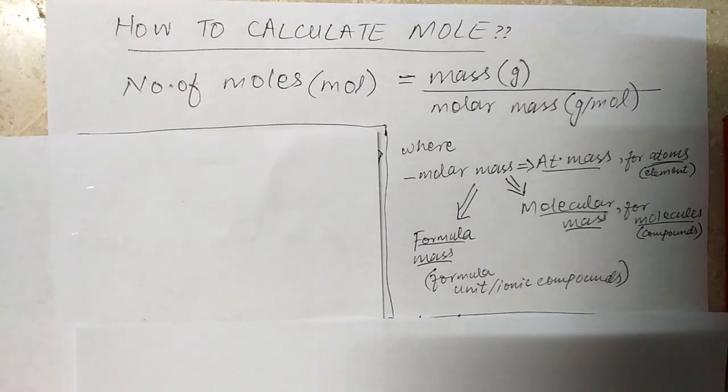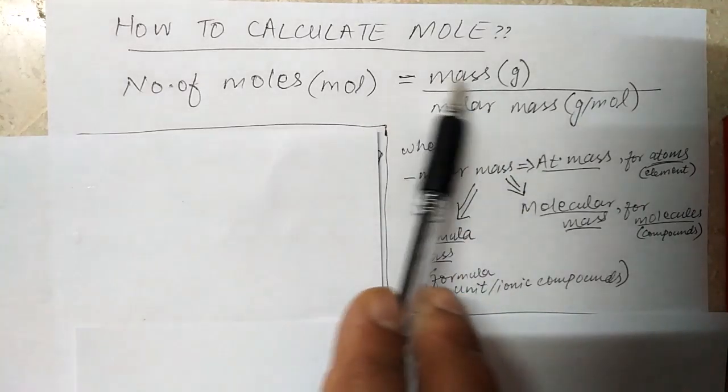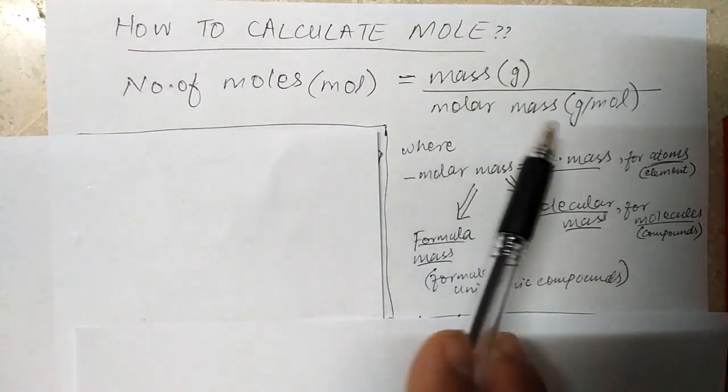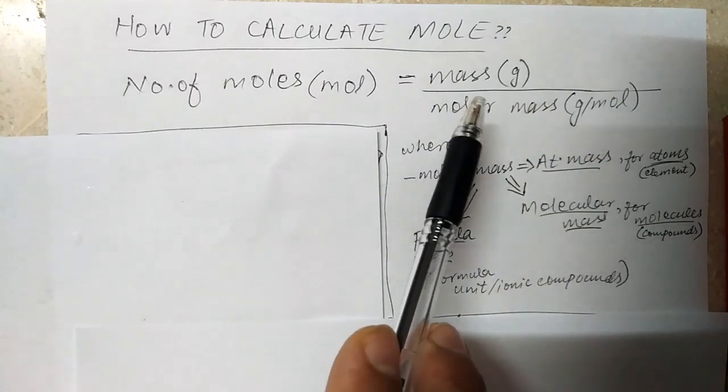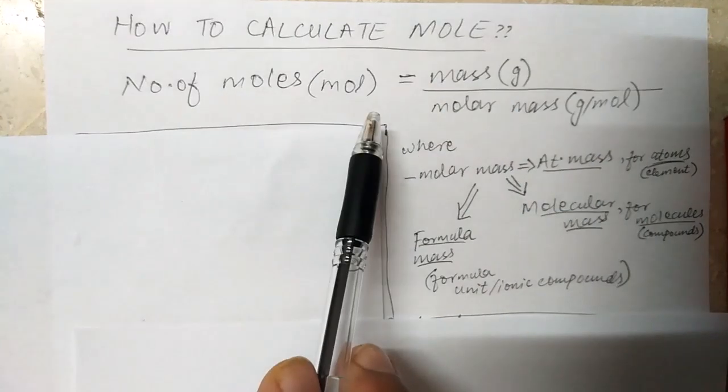Now, there is a formula in chemistry that is used to calculate number of mole of a substance. This substance can be anything. This substance can be an element, a compound, or a formula unit, or an ionic compound. The formula used is number of moles is equal to mass in gram divided by molar mass. In previous video, I also talked about molar mass as mass of 1 mole of a substance.